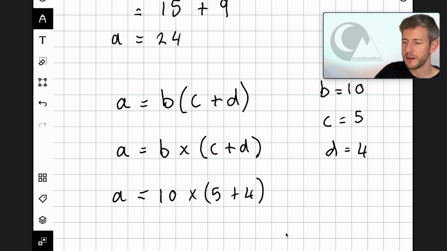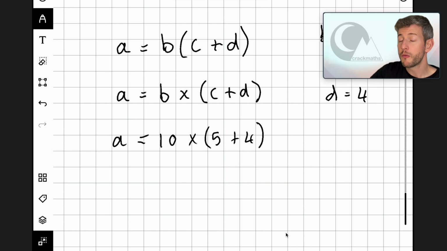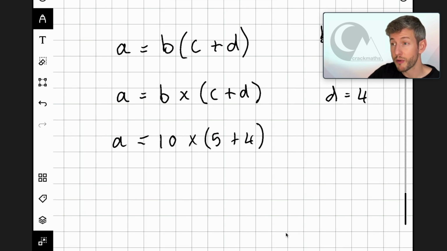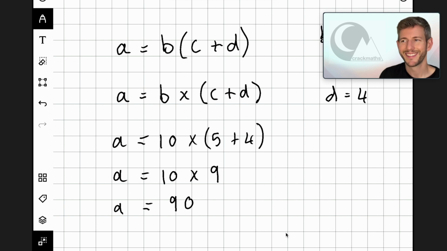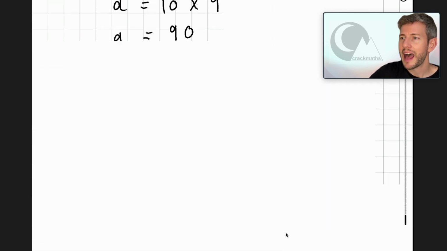Perfect. So let's work this out. Now, if we have a situation like this, we have to use the brackets first. So we're going to have A equals 10 multiplied by 9, because 5 plus 4 is 9. So A will equal 90.